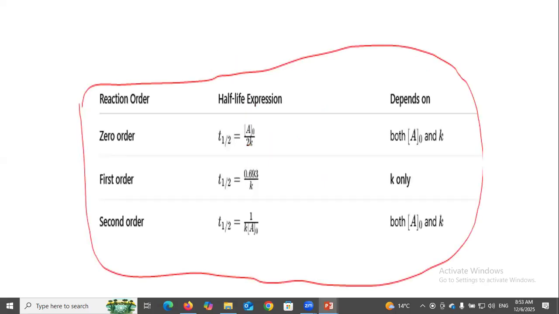Reaction order and half-life expression dependence. For 0 order, we have A naught over 2K, depends on both A naught and K. First order T half is 0.693 over K, K only. Second order T half is 1 over K A naught, depends on both A naught and K.